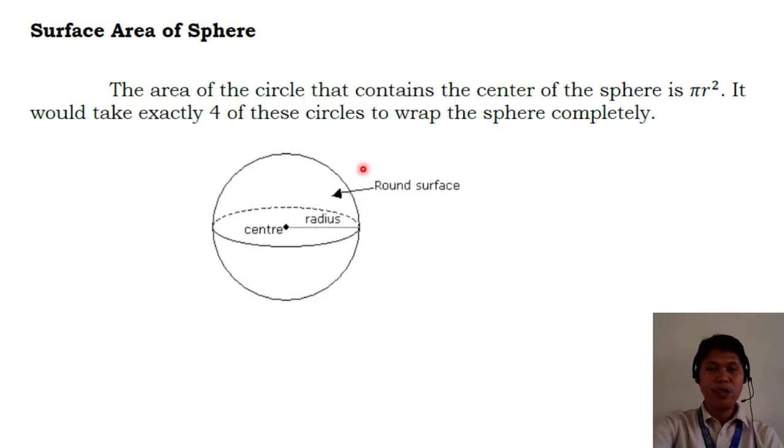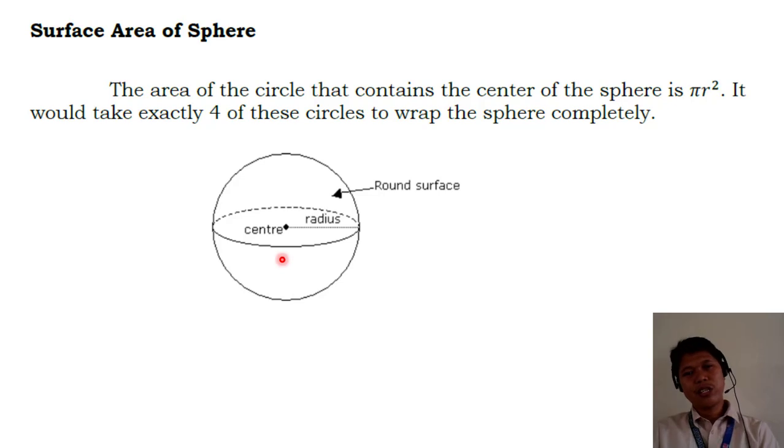So we are going to proceed to the next figure, which is the sphere. This is the last figure that we are going to discuss. The area of the circle that contains the center of the sphere is pi r squared. So this is the area of a circle. And it would take exactly 4 of these circles to wrap the sphere completely. Okay, so that is the theory. So I will no longer discuss the derivation of this formula, but it is the theory.